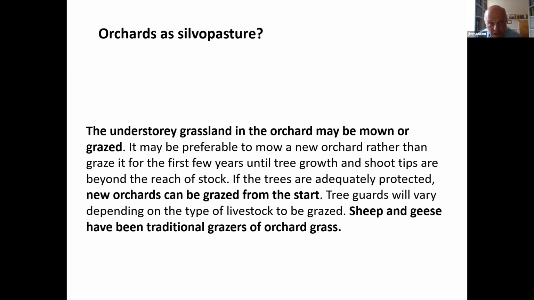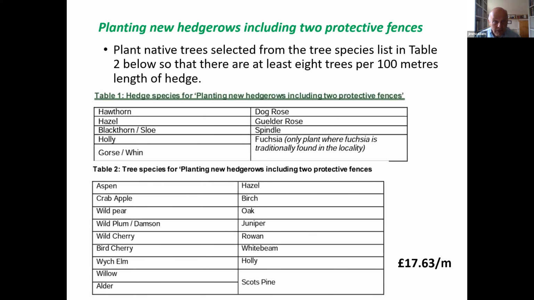Now, it's interesting in the specifications for the orchards, it says clearly the understory grassland in the orchard may be mown or grazed. It may be preferable to mow in the first few years, if the trees are adequately protected. In other words, there's no specification whatsoever how you should protect the trees, whereas there's a very specific specification in the agroforestry measure about how the trees should be protected. But it says new orchards can be grazed from the start, and sheep and geese have been the traditional grazers of orchard grass.